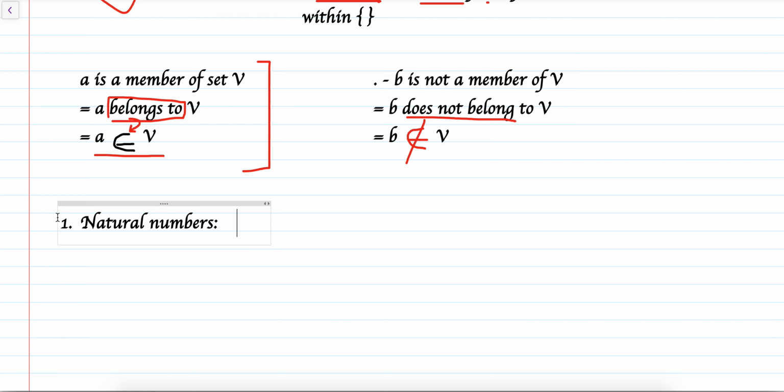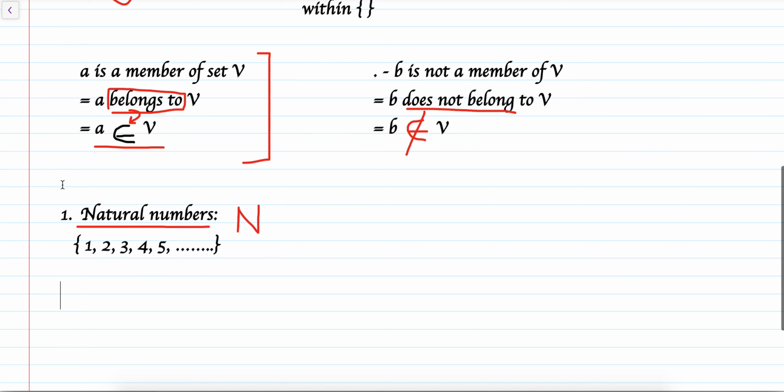So in mathematics we denote it using a special symbol, capital N. This is the symbol for natural numbers. And what are the examples of natural numbers? All the numbers we use for counting, like 1, 2, 3, 4, 5, and so on. It starts from 1. So this was our first example.